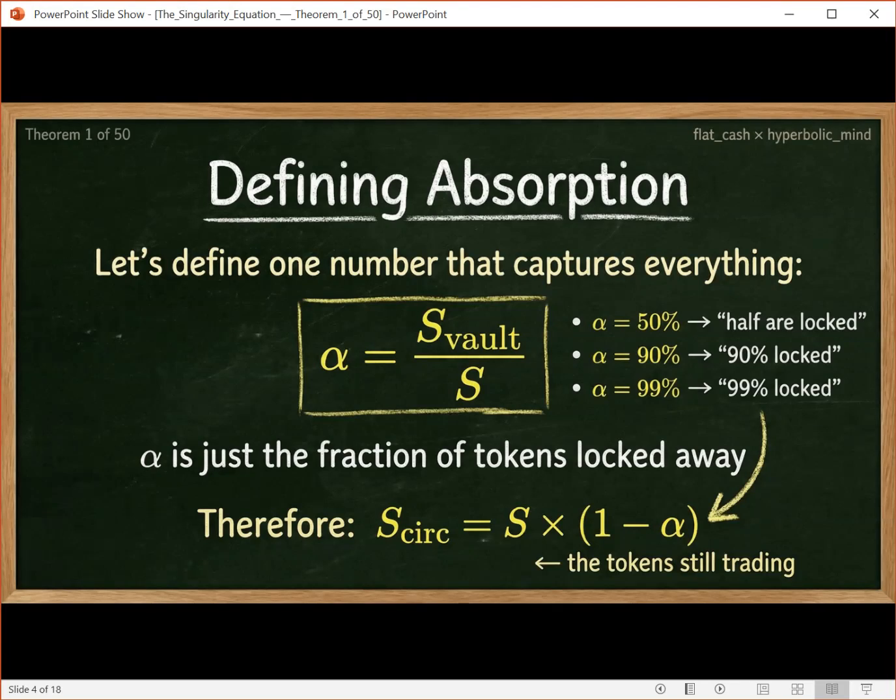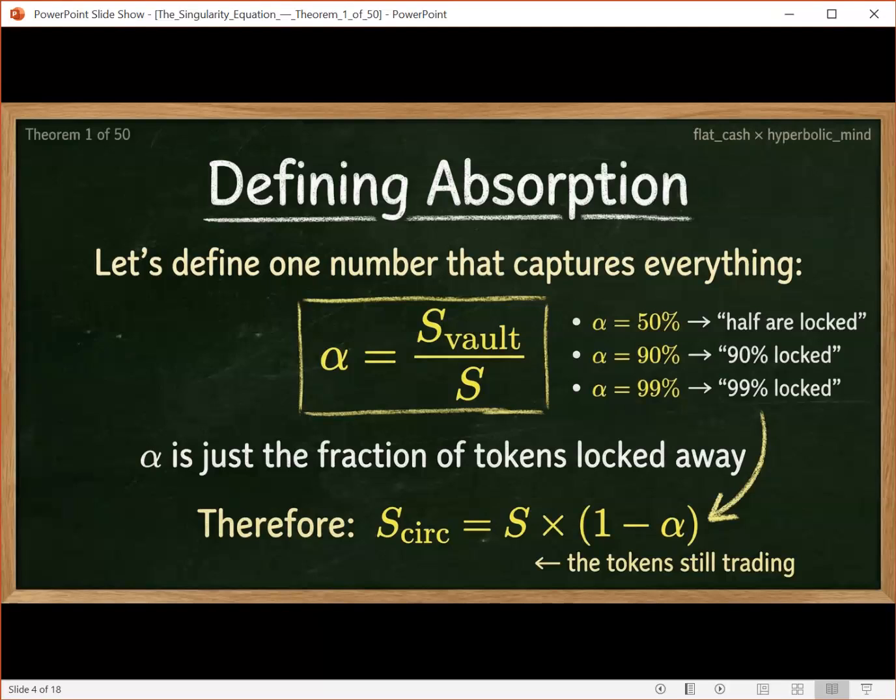So I'm going to define a variable, alpha, which is the number of tokens that are in the vault divided by the total supply. As time goes on, the protocol is buying tokens and putting them into the vault. So the only thing that is really changing every day is the value of S vault, because capital S is a fixed number. It's never going to change. S vault is the only variable in this equation.